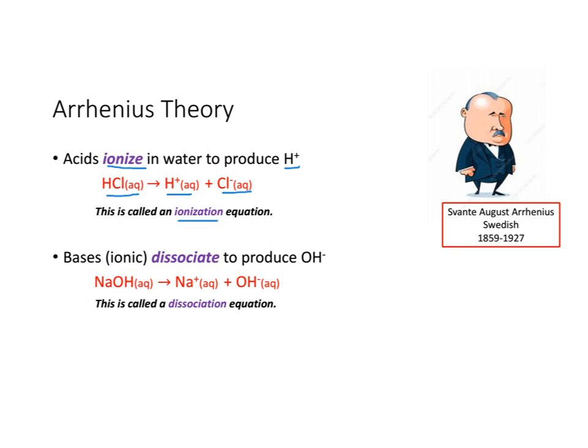On the other hand, bases merely dissociate, they separate into ions, to produce OH, hydroxide compounds. So the OH here, if you remember, is a hydroxide ion. Right, so here we have sodium hydroxide dissociating into a sodium ion and a hydroxide ion.